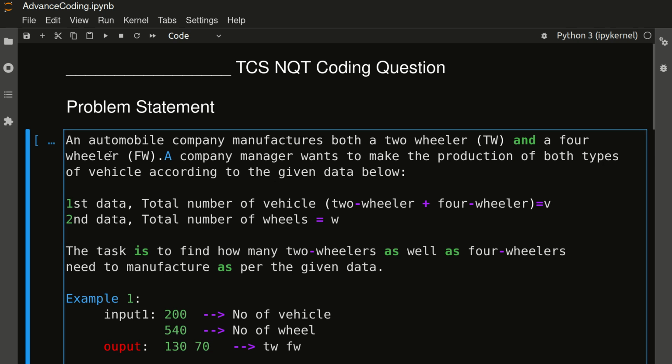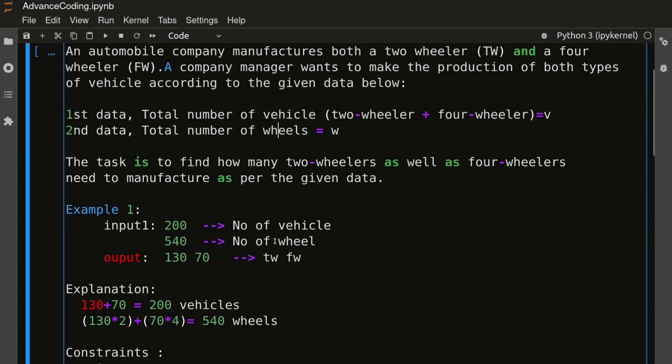Now the problem is, an automobile company manufactures both a two-wheeler and a four-wheeler. A company manager wants to make the production of both types of vehicle according to given data. So there is one company which manufactures two-wheeler as well as four-wheeler vehicles. Now the question is, you will be given two data. The first data will be the total number of vehicles, and the second data will be the total number of wheels. From that you have to find how many two-wheelers are there and how many four-wheelers are there.